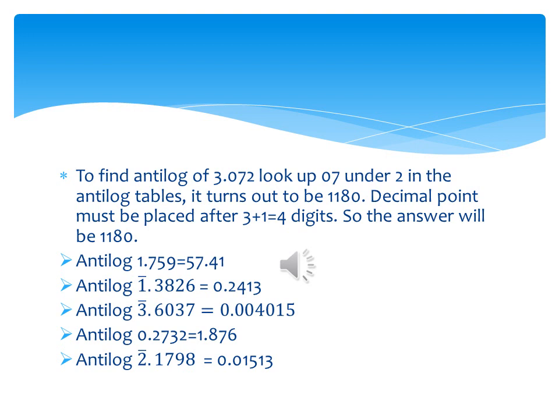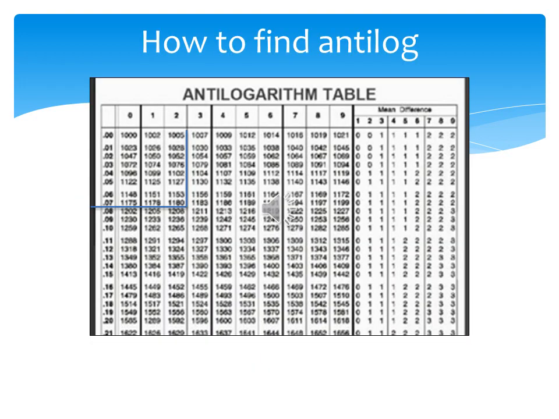Antilog of 0.2732: since there is 0 after one digit we should put the decimal point. 27 under 3 and 2. Bar 2.1798: since it's bar 2, 0.0, 17 under 9 and 8 from the table. This is just an illustration of how to use the antilog table. So we are looking for 07 under 2.